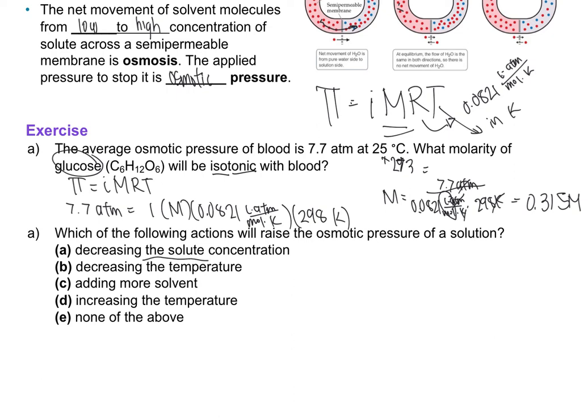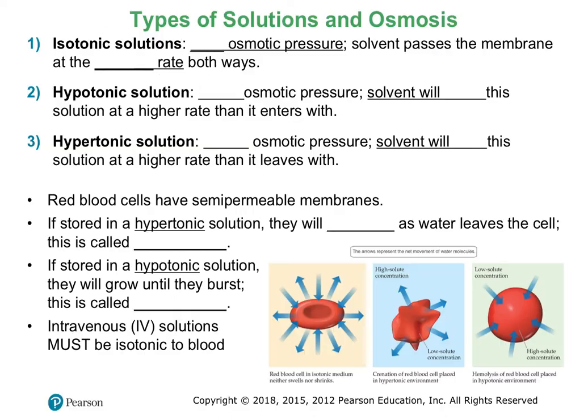Which of these actions will raise the osmotic pressure? Decreasing the solute will lower the concentration, which will lower the pressure. Decreasing the temperature will lower the pressure. Adding more solvent will lower the concentration, which will lower the pressure. And increasing the temperature, raising temperature should raise it, so D.